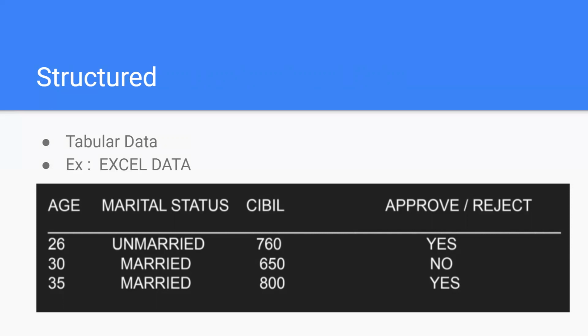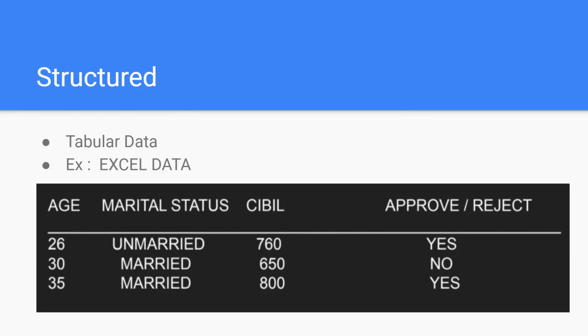Tabular data example. Structured data. Structured data is nothing but tabular data. Basically, this data has rows and columns. Information is represented in the form of rows and columns.